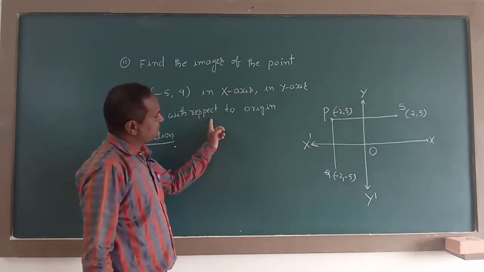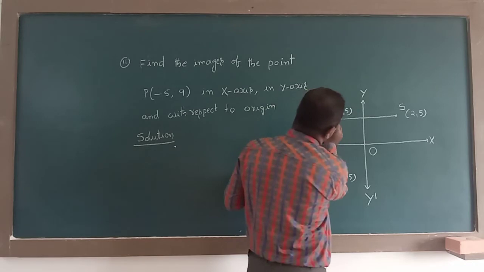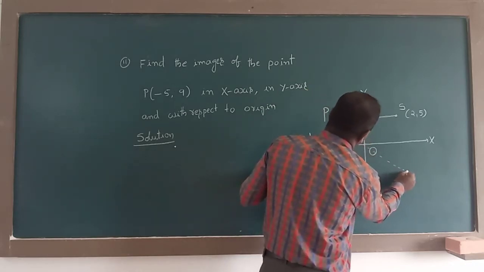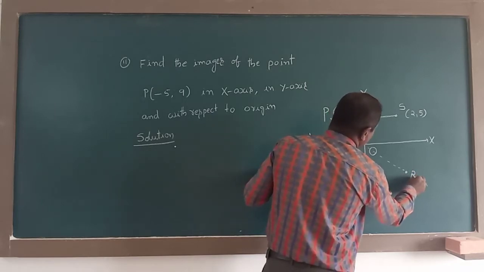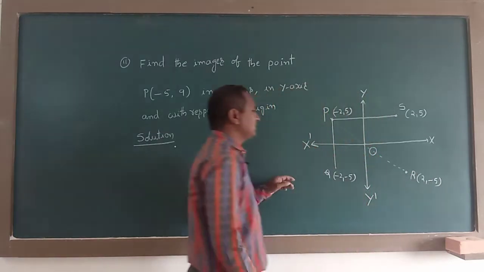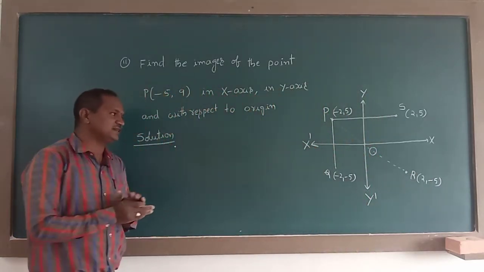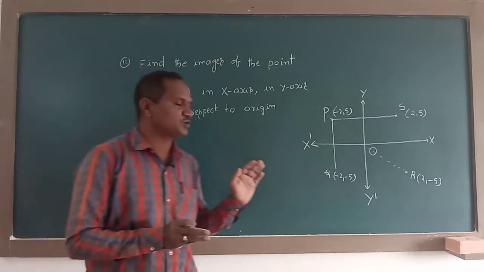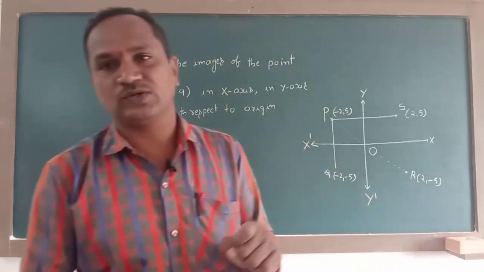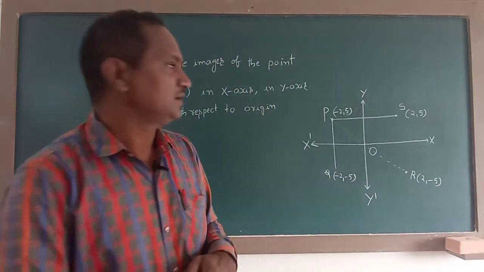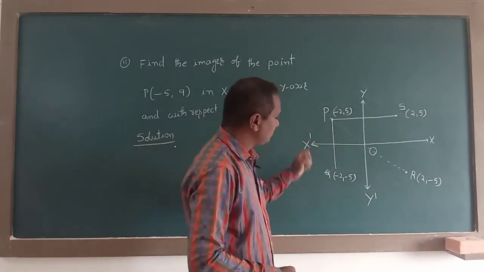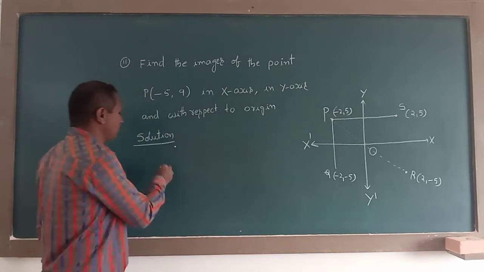At the same time, with respect to the origin, we draw the line through the origin. Here R is 2, comma, minus 5, like this. In that way we found the images of one point in the x-axis and y-axis, and with respect to the origin also. So the image of the point in the x-axis is minus 2, minus 5. You can write it out, no problem.